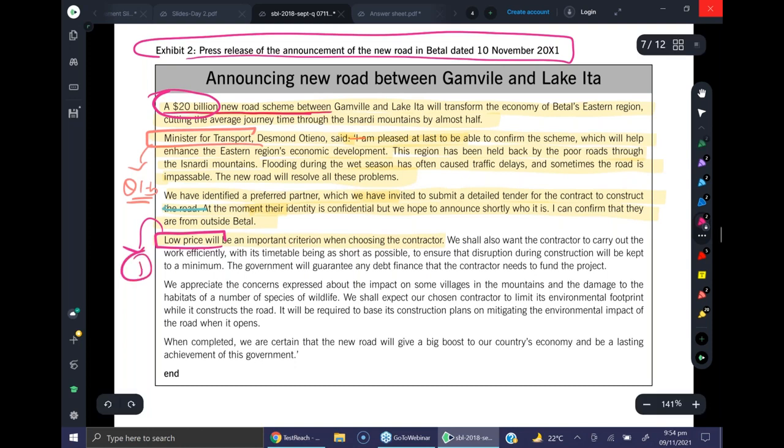So all the things which I just said can be used as the points to explain this point. Yeah, weather conditions can be used as well. So low price will be an important criteria when choosing the contractor.